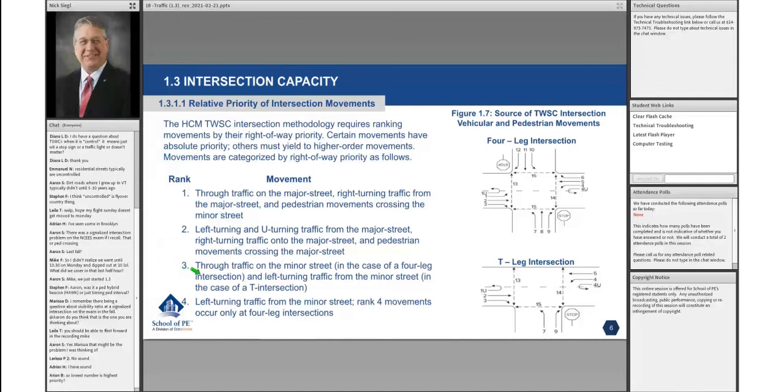And then thirdly, we'd be down here with through traffic on the minor street, just crossing the major street after stopping, after waiting for a gap. And then the left-turning traffic from the minor street in the case of a T intersection. And then at the very bottom, the fourth rank, the lowest rank, is the left-turning traffic from the minor street. Rank 4 movements occur only at four-legged intersections. So there we are, left turn from the minor street.